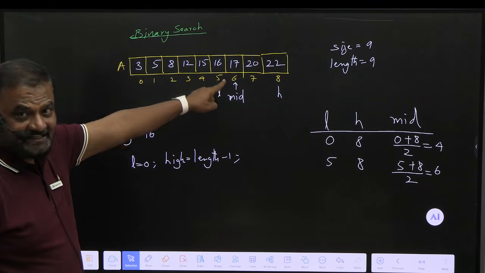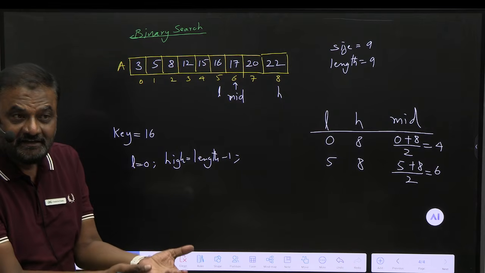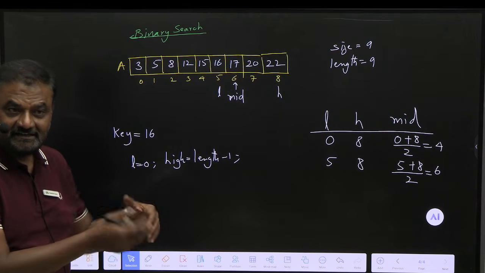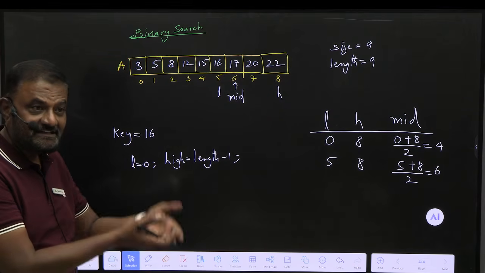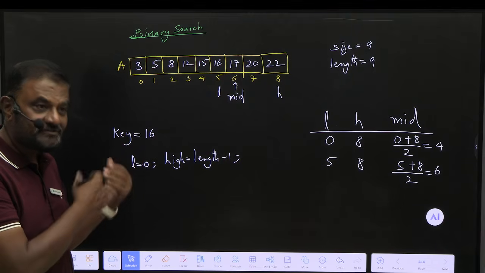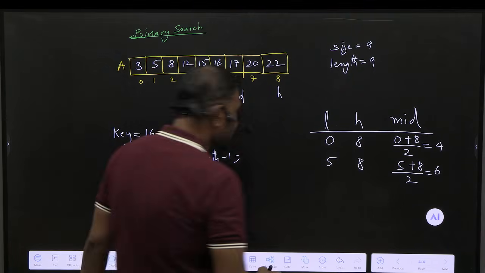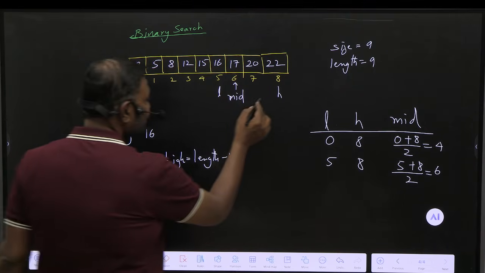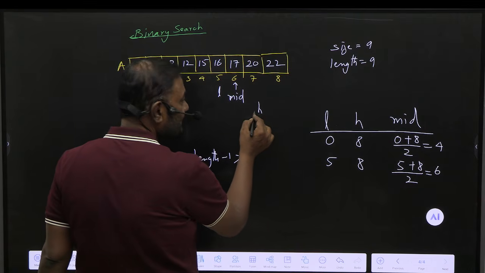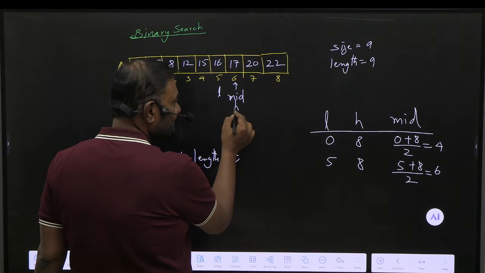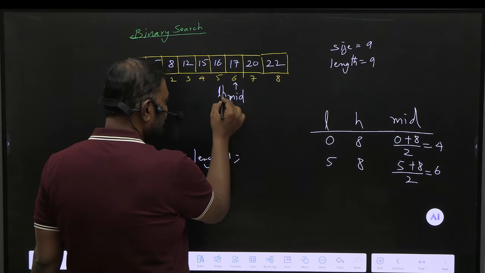That is 17. So our key element is smaller than that, so it is on the left hand side. So what should I change now? I should change this high to where? Mid or mid minus 1? Mid minus 1.